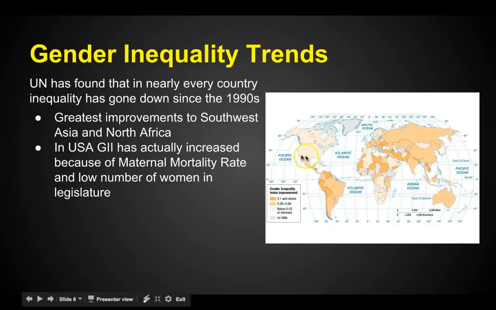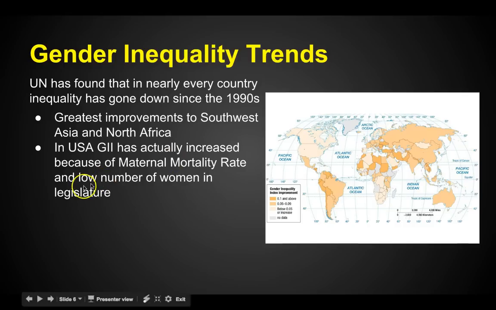So we look at the United States and we wonder, well, wait a minute, why has the GII increased? Well, the mortality rate has increased, meaning a few more women have been dying in childbirth, perhaps because they don't have access to healthcare. Let's face it, we have outstanding healthcare in this country, but not everyone has access because they can't pay for it or they don't have insurance.